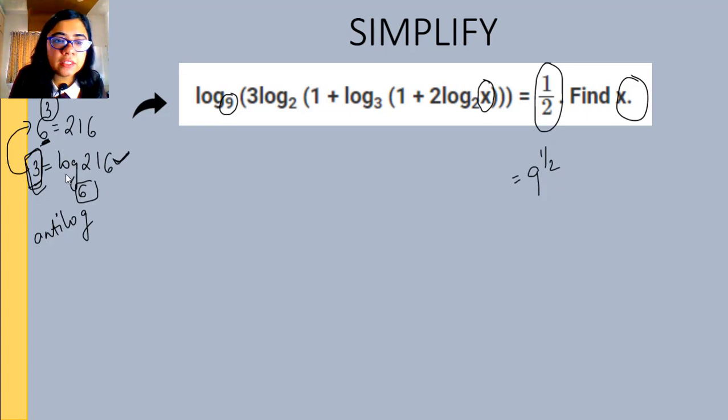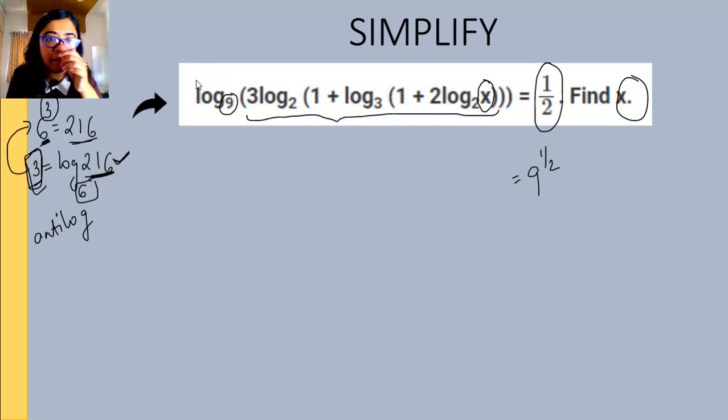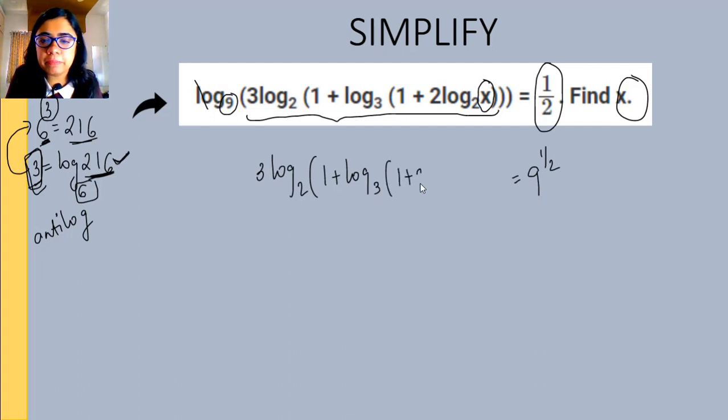ठीक है? This was log of 216. You are only left with 216 now. So you had log of this number. You will only have this part remaining now. Log will get eliminated. This is out. ठीक है? So what you are left with is 3 log to the base 2 of 1 plus log to the base 3 of 1 plus 2 log x to the base 2. ठीक है? This is what you are left with.